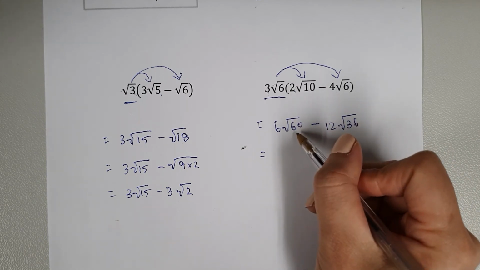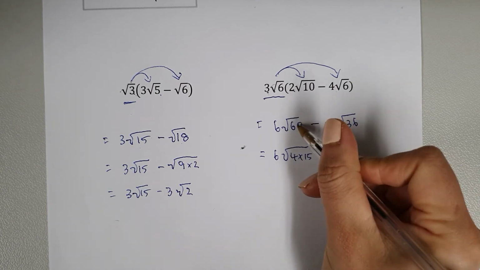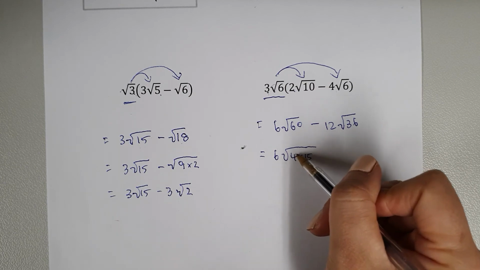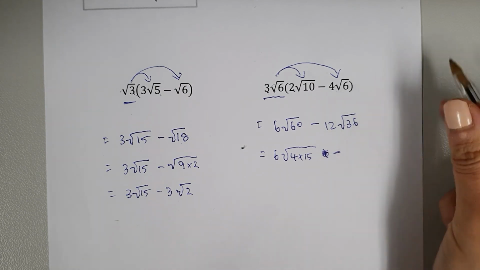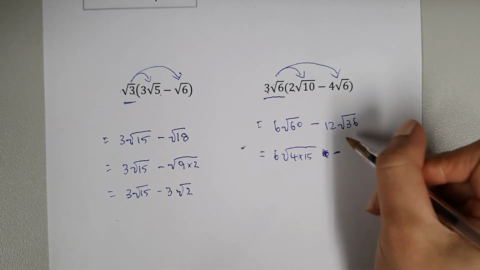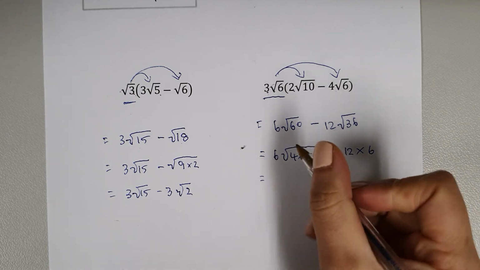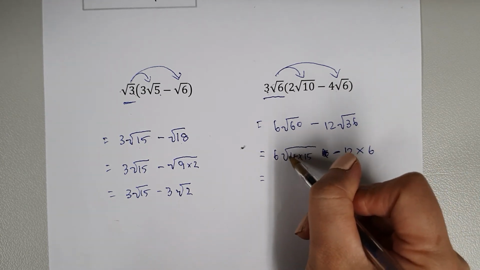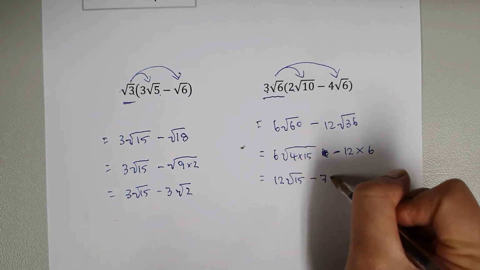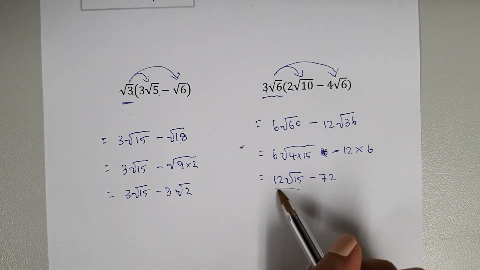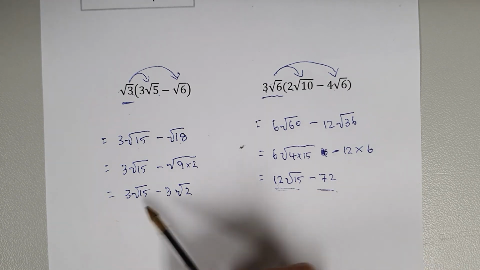We can simplify the 60 into 6 root 4 times 15. Now 4 times 15 is 60, so which means we can actually square root the 4 and take it out in a second. And over here, whoops, that should be a minus sign. The square root of 36 is 6, so that's just basically saying 12 times 6. And then all you do here now is, well, the square root of 4 is 2, 2 times 6 is 12, root 15 minus 72. And that's as far as you can take it, because these are not like terms, and you can't simplify it. You can only add or subtract like terms, just like this one there.